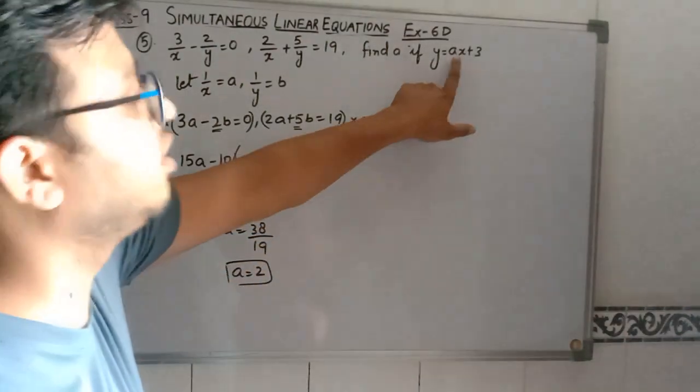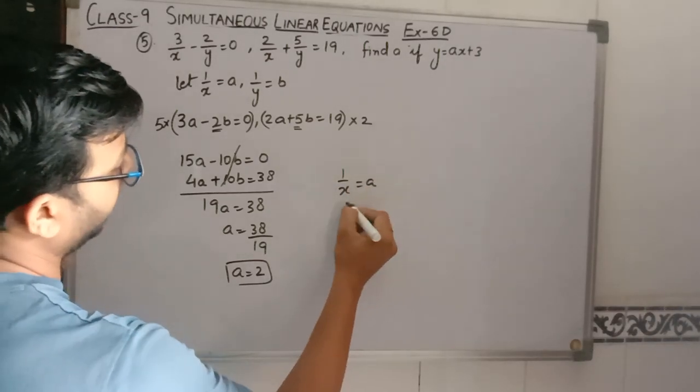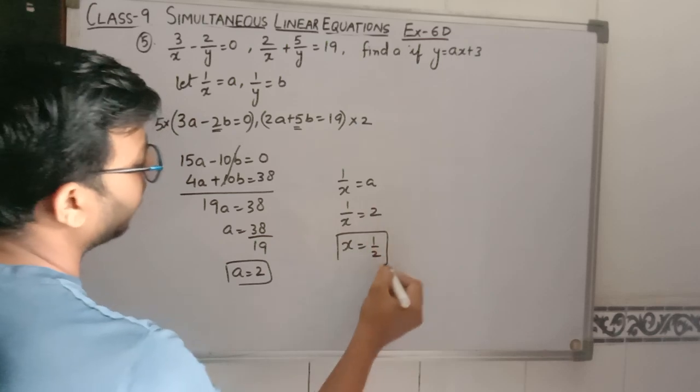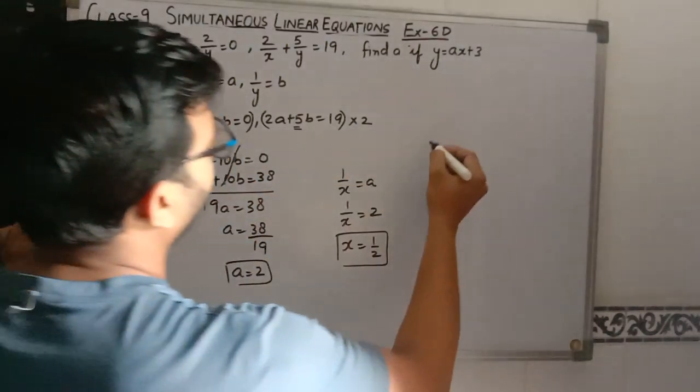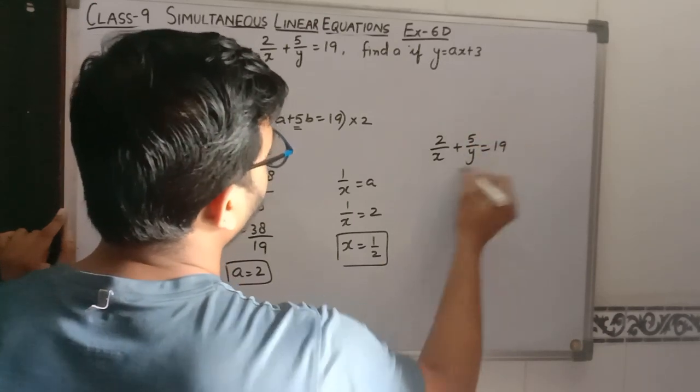This a is not the value of the term. We have considered 1 upon x is equal to a. So 1 upon x is equal to 2. So the value of x will become 1 by 2. We can place it in any of the equations. So 2 upon x plus 5 upon y is equal to 19.